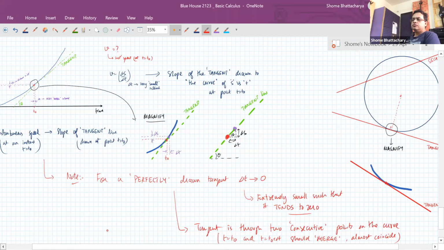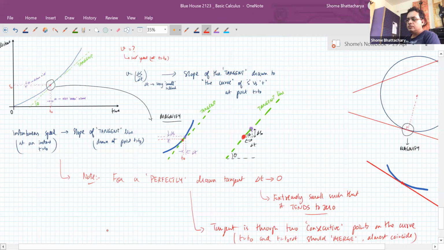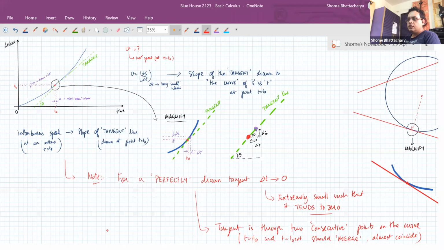But shouldn't a tangent touch just at one point? Because that's the definition, only touching at one point. But if we magnify it, we can see 2 points. Yeah, but the 2 points are almost merged. The distance between them is tending to 0. Okay. Do you understand the point?